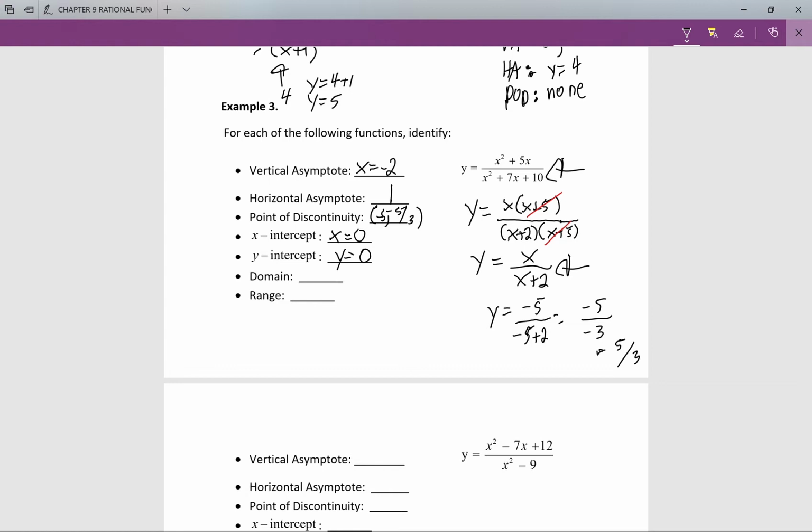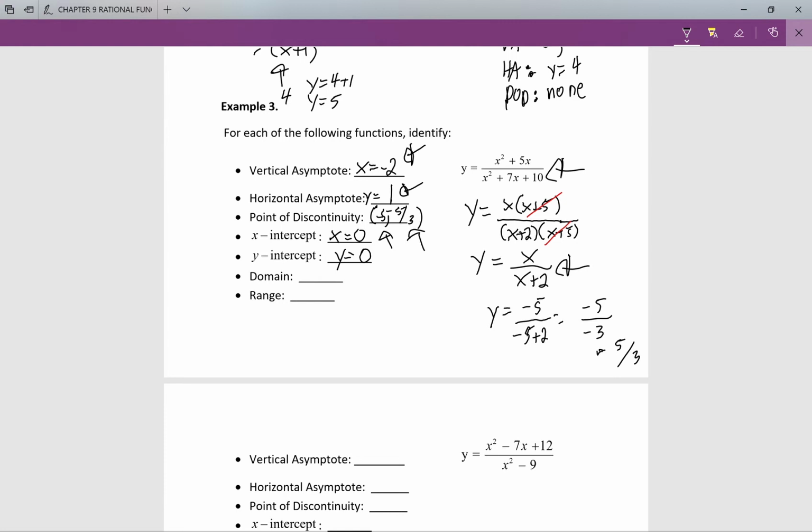Now, for my domain and for my range. We have a couple of points that are removed from x, and we have a couple of points that are removed from y. I'm just going to put y equals 1 right there. X cannot be equal to negative 2, nor can it be equal to negative 5. Y cannot be equal to 1, nor can it be equal to 5 over 3.